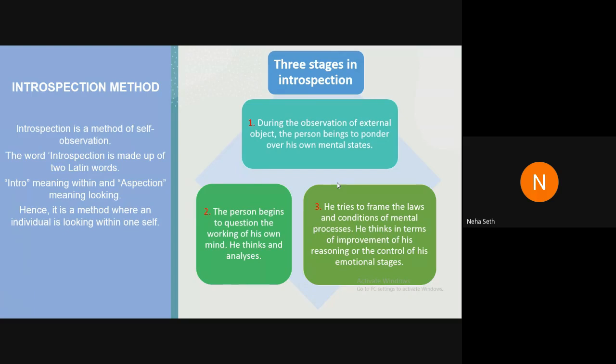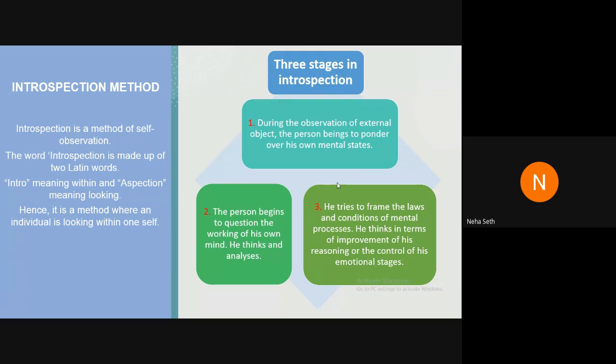Okay, so we'll talk about the introspection method. Introspection is a word derived from the Latin language, and it is a merger of two words: intro plus aspection. Intro means within, inside, and aspection means looking. So when we talk about introspection, it means the individual is looking into himself or herself.